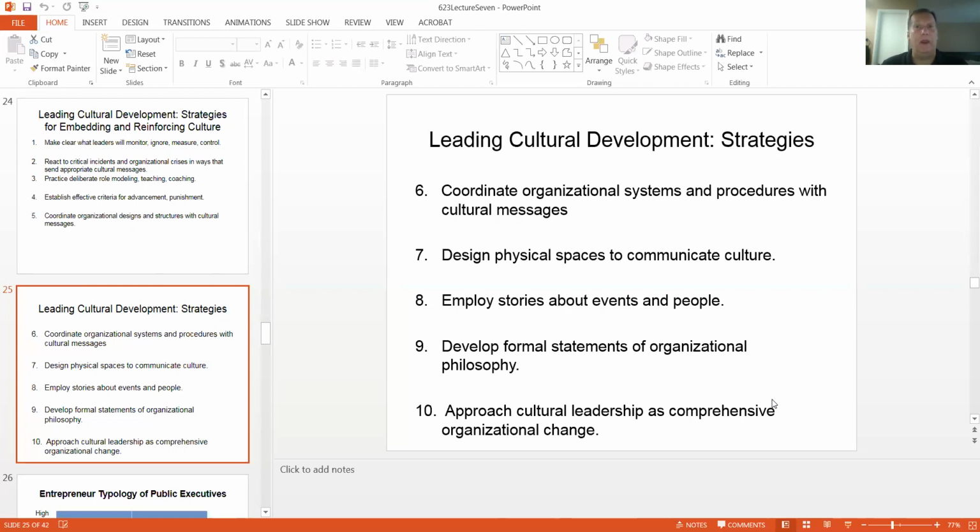Your formal statements about organization philosophy will communicate culture. And you really need to approach this whole idea of cultural leadership as some type of comprehensive organizational change, something that changes the foundations of the organization. Because if people see you're coming in just doing superficial things, just putting paint on a wall or something like that, that's not really going to get the job done. It has to be more holistic and organic and comprehensive than that. But effective leaders are leaders who are able to engender the type of culture that they want within their organizations.